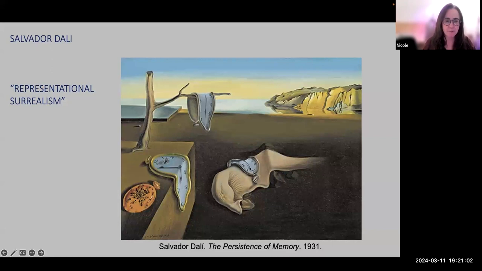Dali's style is often labeled as representational surrealism, and it presents a captivating kind of contradiction in a way. His rendering of form is incredibly precise and realistic, but the objects themselves could never exist in reality. The use of extremely realistic imagery in surprising ways jolts our expectations.